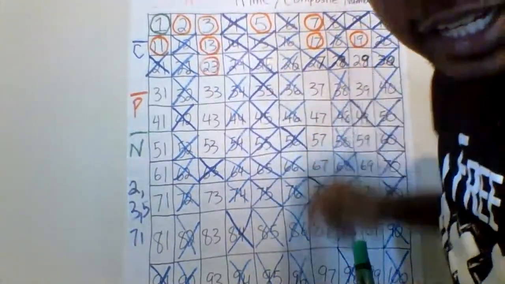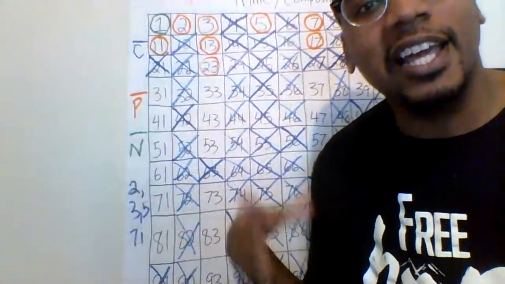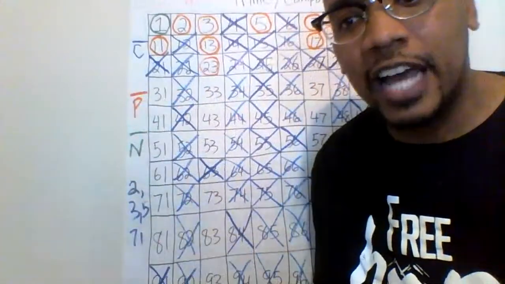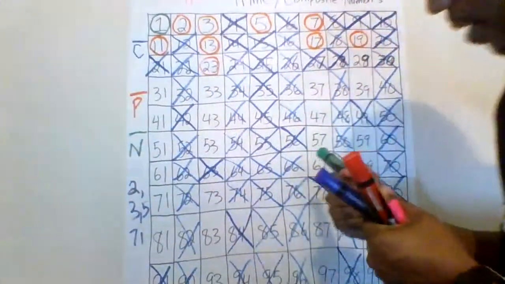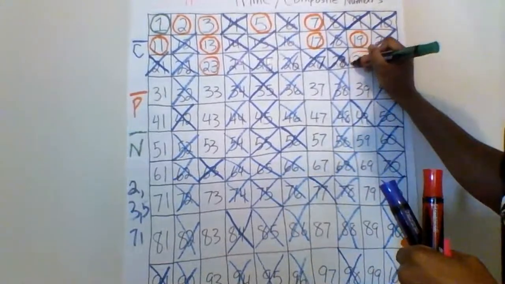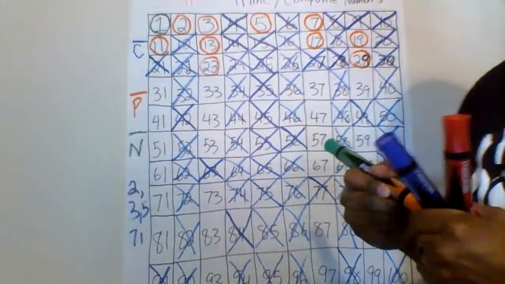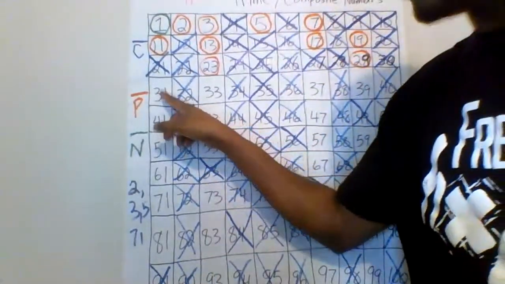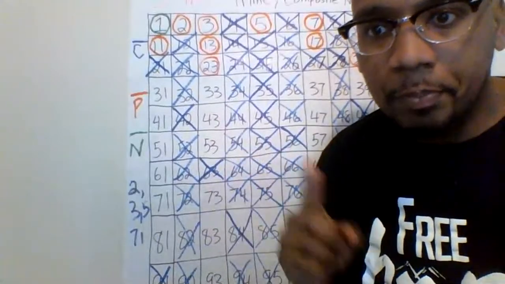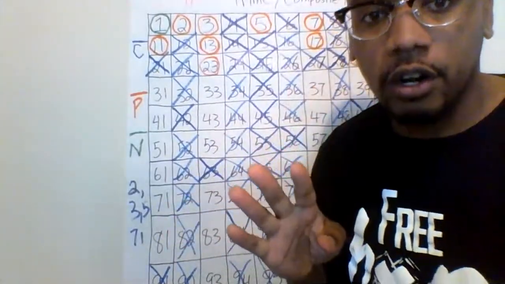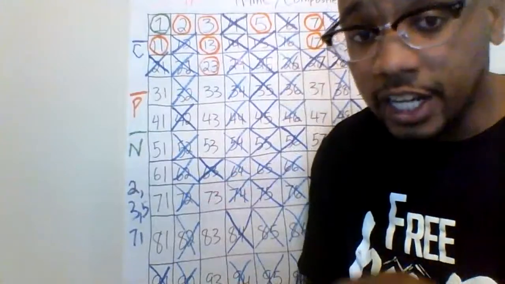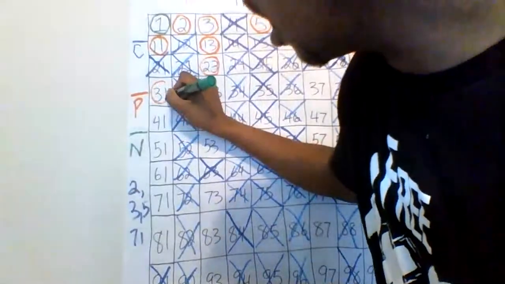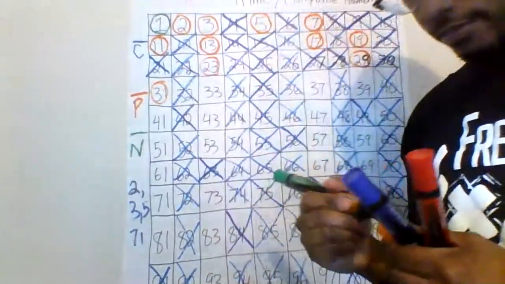And 29. 2 plus 9 is 11. 3, 6, 9, 12, not 11. So 29 is also prime. All right. 31. 3 plus 1 is 4. I cannot skip count by 3 to get to 4. So 31 is prime.